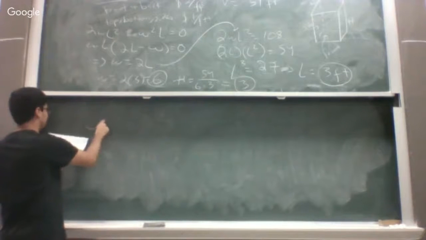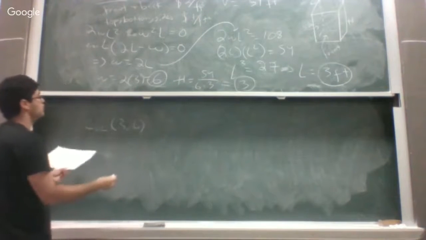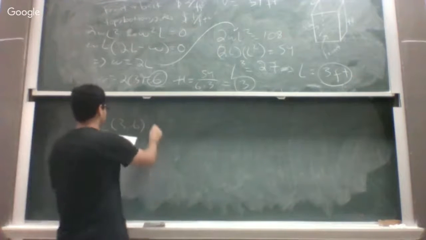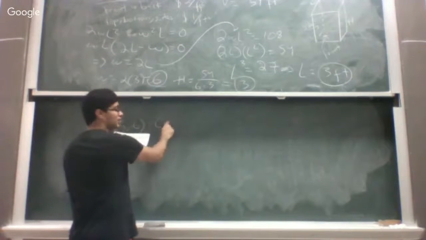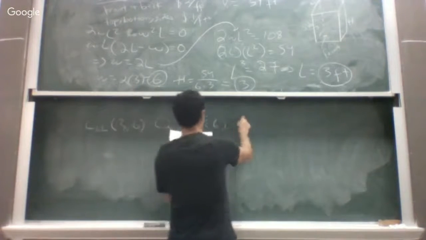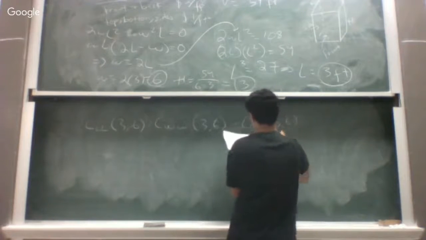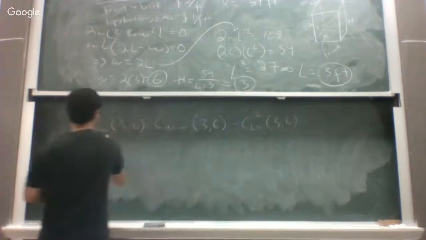It's just a process that students take you through. So the equation is CLL at the point 3 comma 6, because we found length and width, and we found everything in terms of that, times CWW at 3 comma 6, minus CLW squared at 3 comma 6. And the equation is to test those.